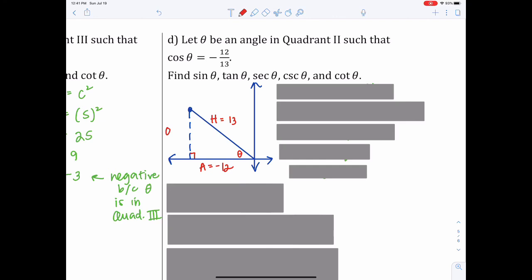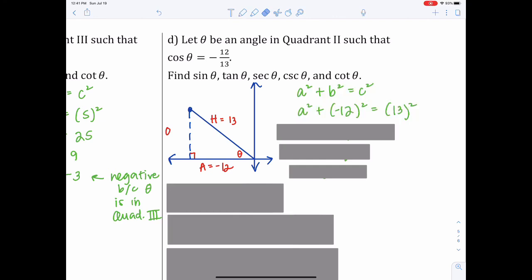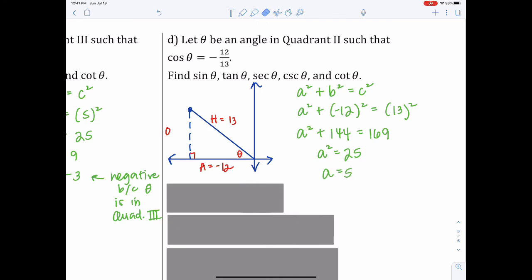All right, we don't know our opposite side, so let's find that one first by using the Pythagorean theorem. So we're going to plug in our values. So we have a squared plus -12 squared is equal to 13 squared. A squared plus 144 is equal to 169. Therefore, a squared is equal to 25. So a has to be 5. So if we're thinking about this, in quadrant 2, all students' sine should be positive. Therefore, this side has to be +5.